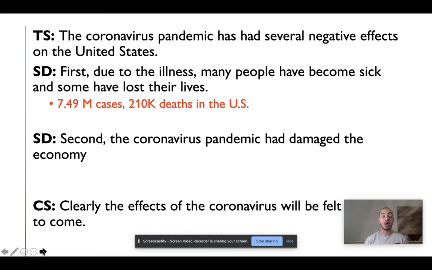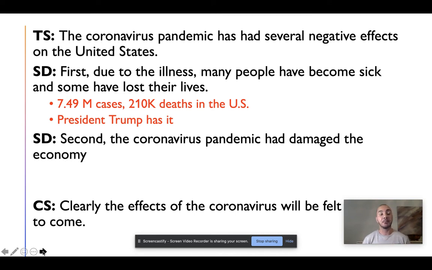And of those over 7 million cases, 210,000 people have died. Now, in addition to that, as of the making of this video, currently President Donald Trump has COVID-19 as well. So those minor supporting details help to illustrate or prove that that major supporting detail is in fact true. It fleshes it out a little bit.